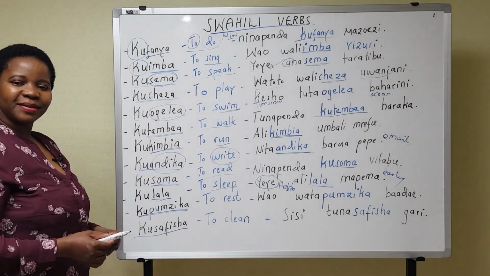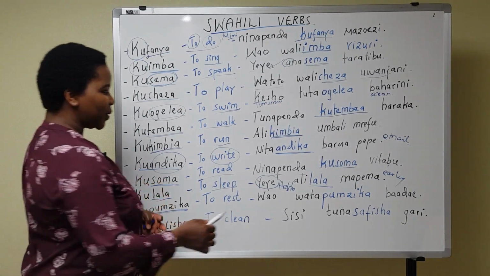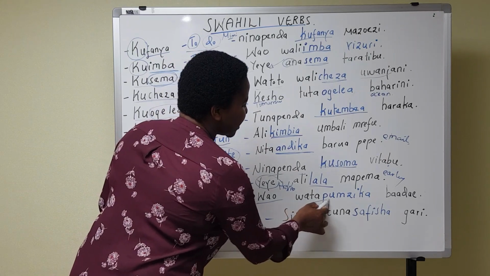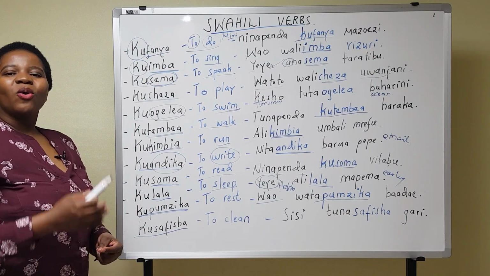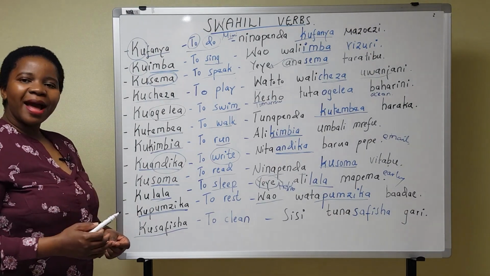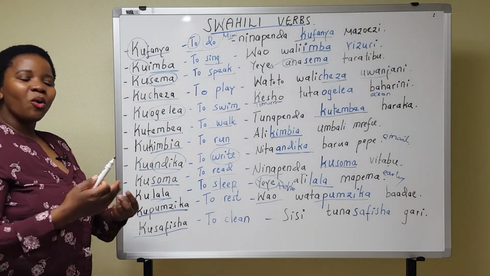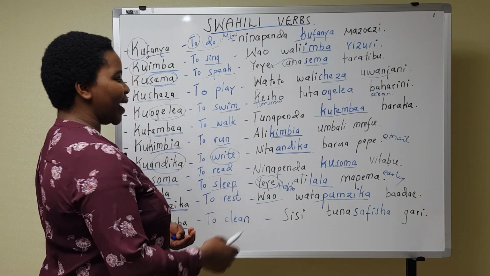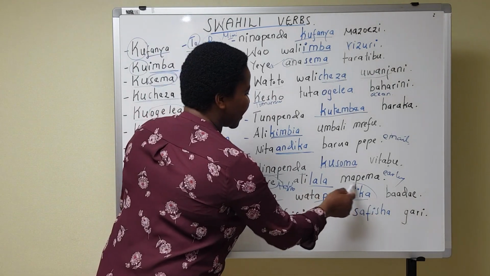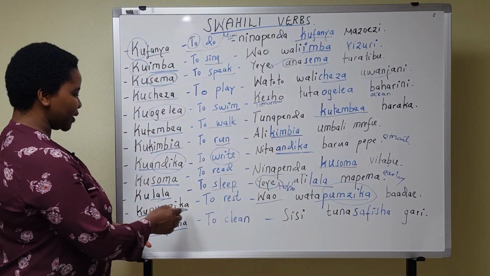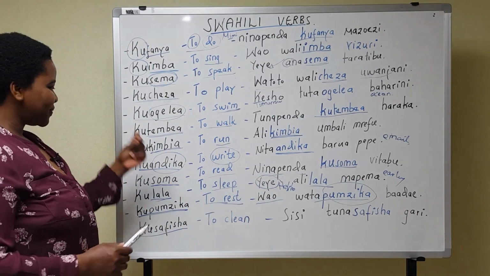Let's look at this example which says kupumzika. Kupumzika is to rest. The example says, wao watapumzika baadaye. They will rest later. Baadaye, later on. Pumzika is our verb root, which is rest. Kupumzika, to rest. Okay? All right.